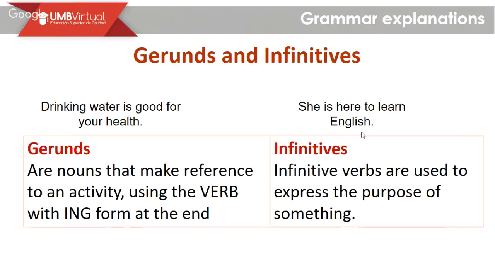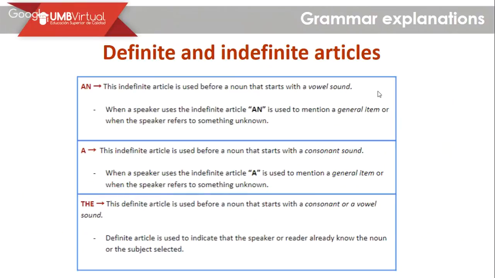So, drinking water is good for your health, right? In this case, this drinking has the connotation of being a noun, right? And she's here to learn English. Yes, we're mentioning that she has a purpose of doing something, right? She is in the university or in the school to learn something specific from some area.